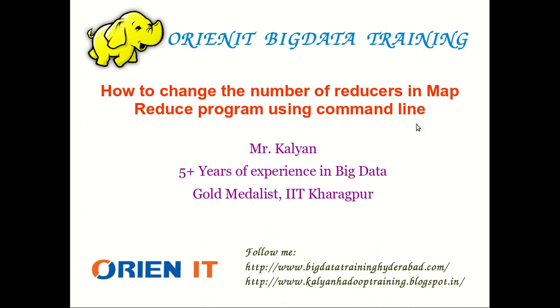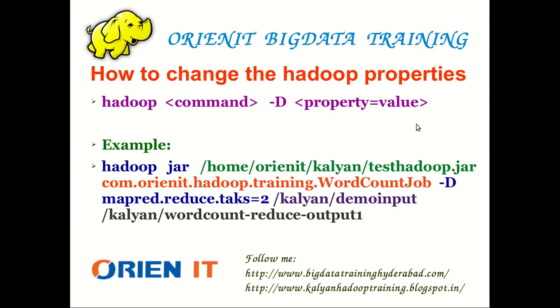Let me start. Generally, when you want to change the Hadoop properties through the command line, there are two options. The first option is hadoop, then the command you want to execute, after that -D, the property name and property value. One example when we are executing the hadoop jar command might be: hadoop jar, the path of the jar, then the main class of the job. After this we can use the option called -D.